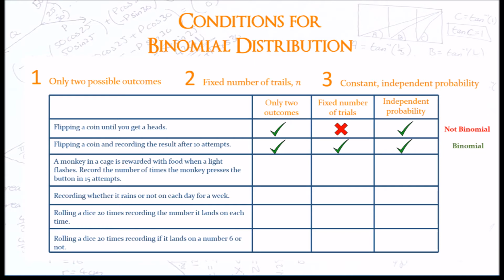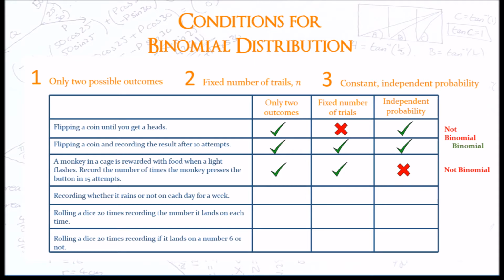The third example here, a monkey in a cage is rewarded with food when a light flashes, record the number of times the monkey presses the button in 15 attempts. Unfortunately, this would not represent a binomial distribution. It has two possible outcomes, they press it or they don't press it. It's a fixed number of trials, you're specifying 15 attempts, but we cannot assume that it's an independent probability. For example, the monkey might get full, so he won't want to press the button anymore. Or he might cotton on to what's happening, so he might end up pressing it more, whereas at first he didn't realise what the button did.